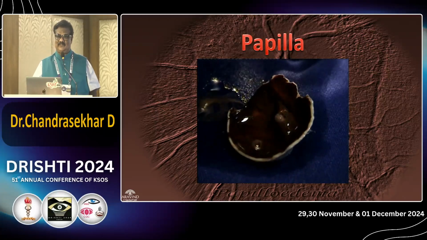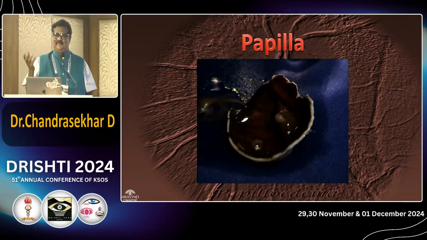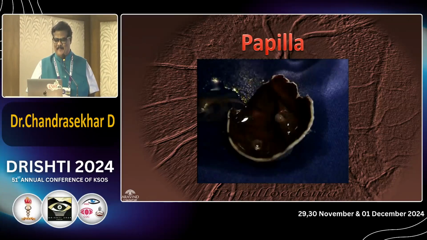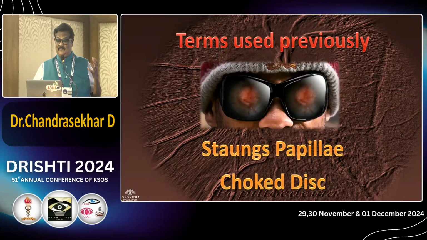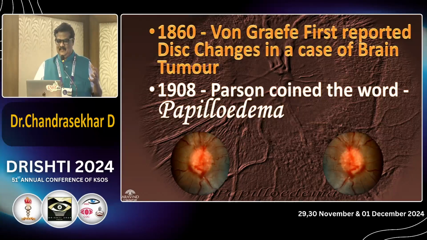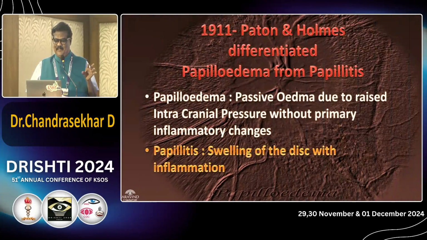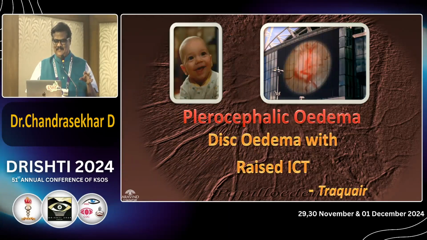First they saw this optic disc in people who were dead. There everything becomes edematous and it was elevated. That is why the misnomer, it is called papilla. It is not actually elevated. Other terms have been strangled papillae, choked disc. Von Graefe first reported disc changes in a case of brain tumor. Parsons coined the word papilledema, but it was Paton and Holmes who said all edemas due to raised ICT are called papilledema. With inflammation, they are called papillitis. So that is the terminology.